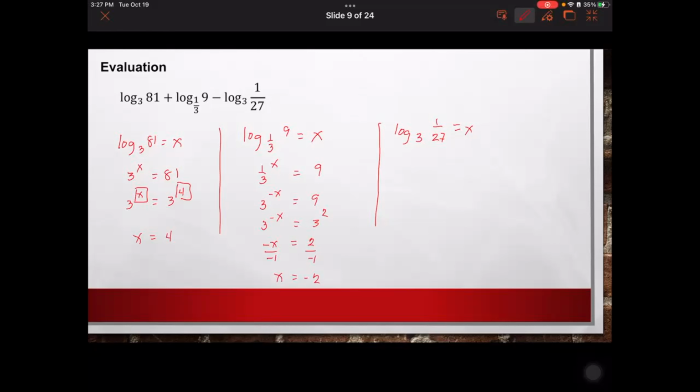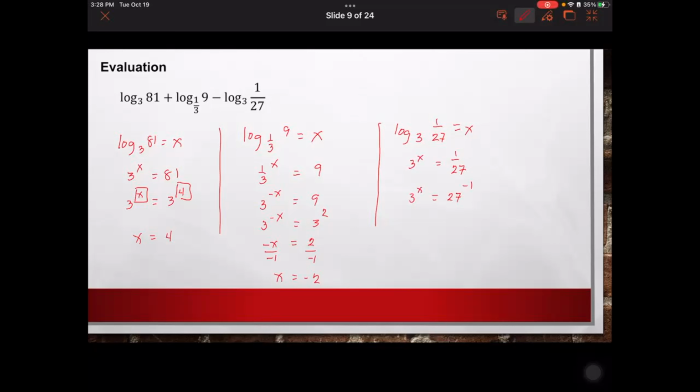Okay? Next, we have the logarithm of 1 over 27, base of 3, is equal to x. So, this will be 3 raised to x is equal to 1 over 27. Ibaliktad natin siya. This will be 27 raised to negative 1.